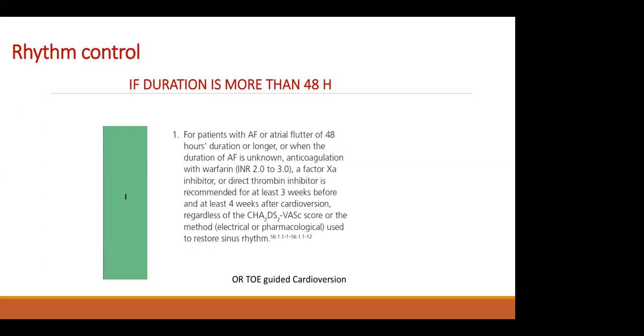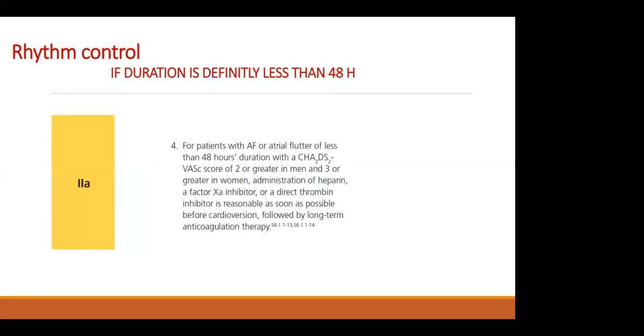Regardless of the CHA2DS2-VASc score and regardless whether the patient will need long-term anticoagulation or not. If you will not do this, you can do a transesophageal echo and exclude the presence of left atrial appendage thrombus, and then if there is no thrombus, you can do a cardioversion, either electrical or pharmacological.